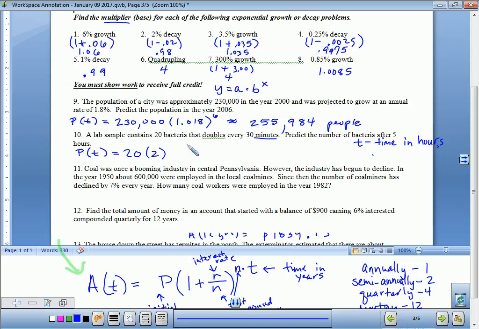Every 30 minutes is how many times an hour? Twice an hour. Okay? So this is what the formula would look like. So if we were to determine it after 5 hours, we would plug in 5. And 2 times 5 is 10. And this is actually an exact answer. We would have 20,480 bacteria.